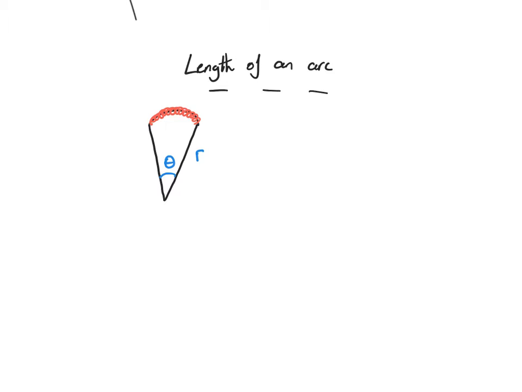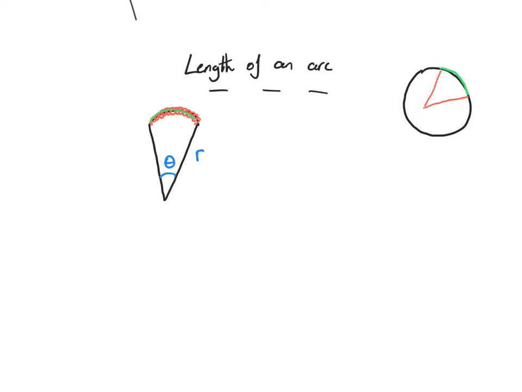Now, if we're thinking about calculating the length of the arc, well, let's think about where that comes from. Well, the arc is just a bit of a circle. So it might be this bit here. So that would be the curved bit from that slice of the circle. So really, it's just taking a slice of a circle and finding the curved bit from it.